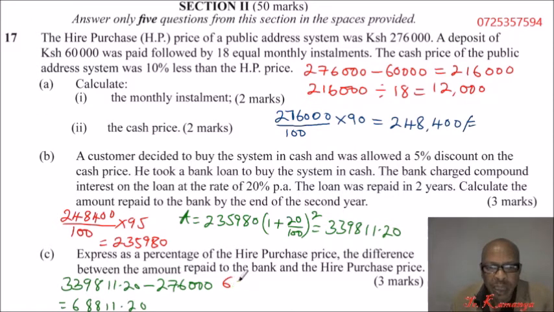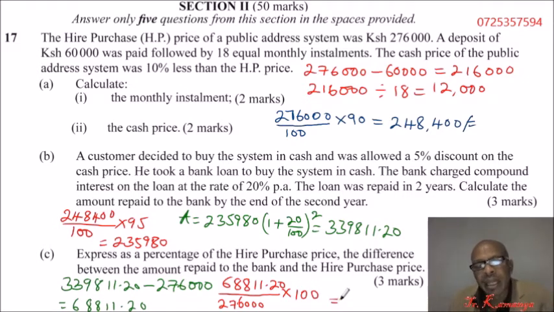We are supposed to compute this as a percentage of the hire purchase. So what you do, you say 68,811 and 20 cents, you divide by the hire purchase, which is 276,000, and you multiply by 100. That will give you the percentage of the hire purchase. You compute that, you should be able to get 23.12%, and that is how you work that out.